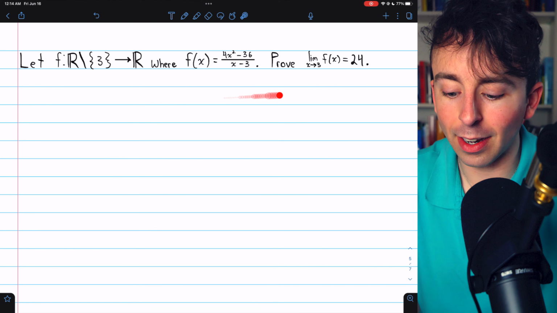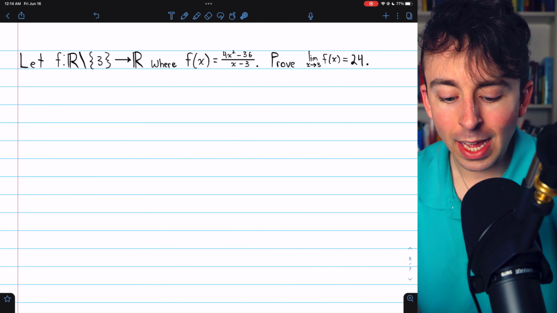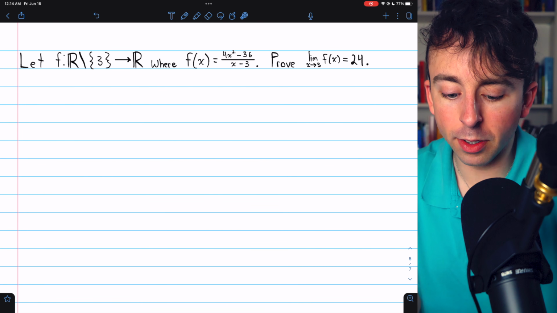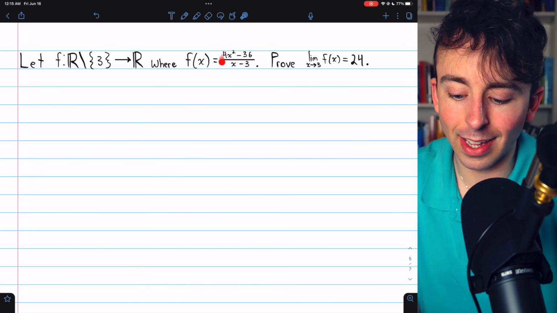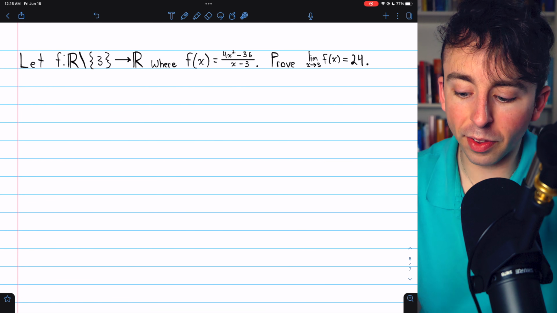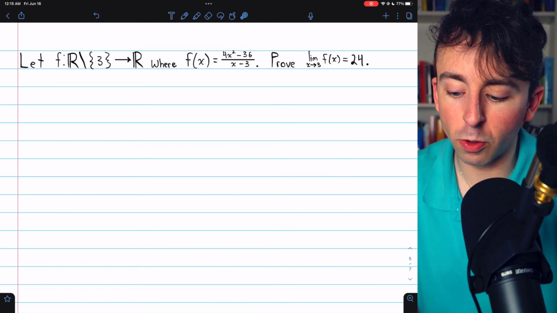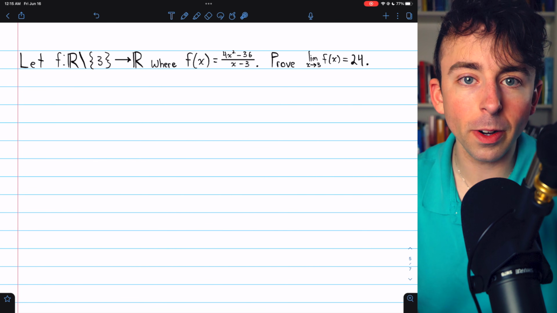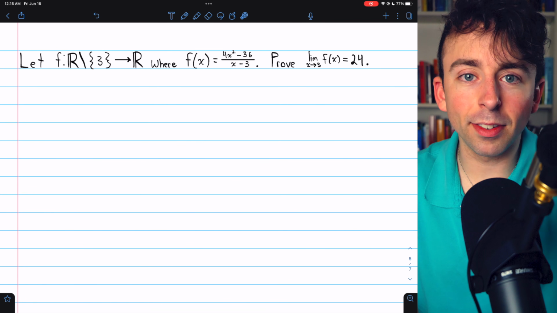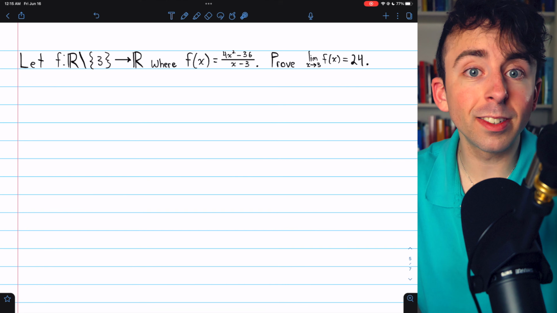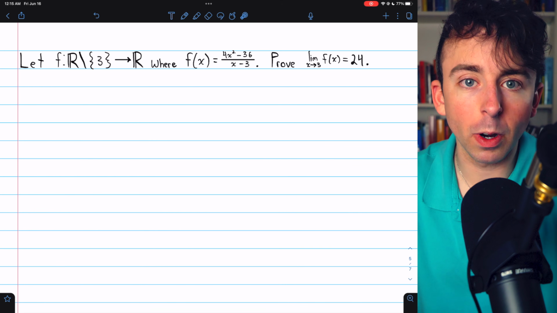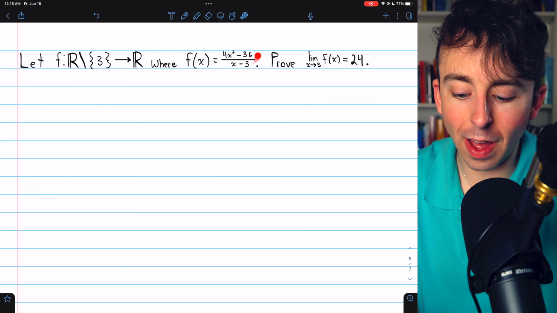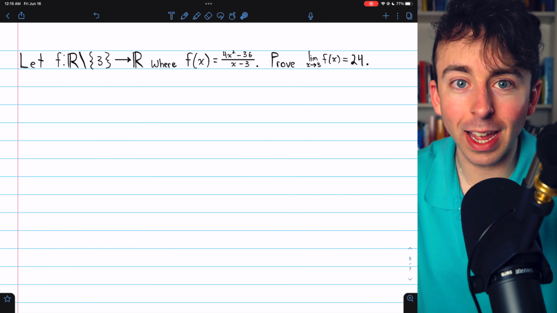Here's one more practice exercise for you to try yourself. Let f be the function from the reals without 3 to the reals, where f of x equals this rational function. Prove that the limit of f of x as x approaches 3 equals 24. Go ahead and pause the video and give this a try yourself. Remember to start off with some scratch work to figure out the appropriate delta, and then you can write your proof. You'll want to factor the numerator, and then you can do some cancellation.